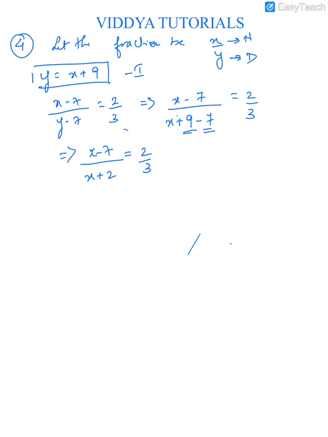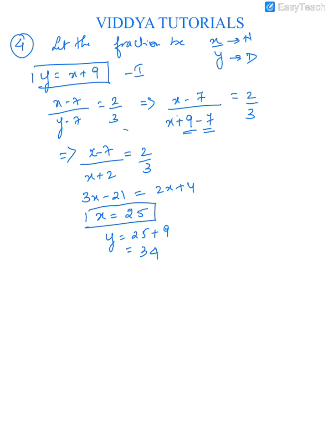We will just cross multiply now. So 3x minus 21 is equal to 2x plus 4, and when I team up the like terms, I get x is equal to 25, and accordingly you get the value of y as 25 plus 9, which is 34. So my fraction becomes, because the sum is a fraction, please finish it by framing it as 25 upon 34. So the answer is 25 upon 34.